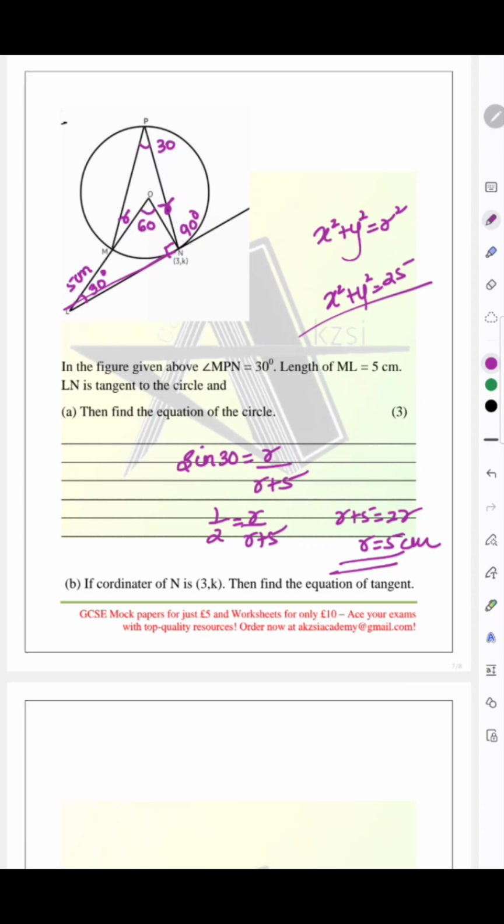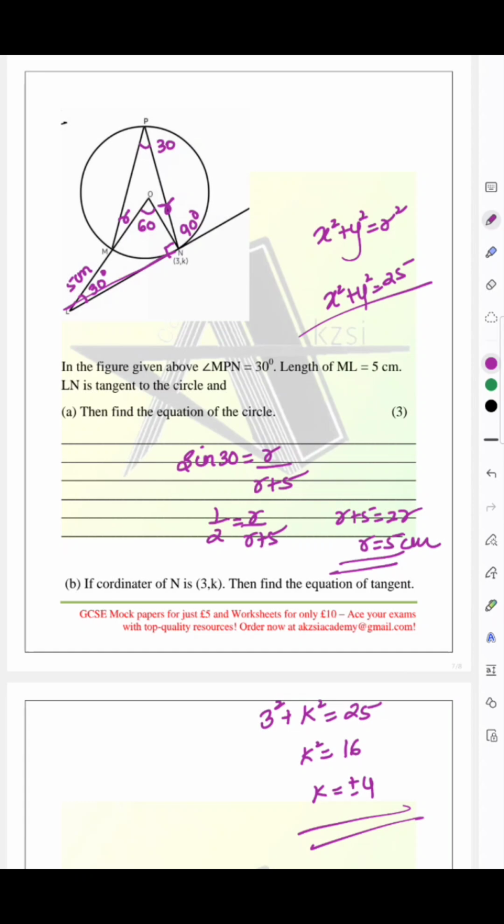Part B says the coordinate N is 3, k. This coordinate N, which is a part of the tangent as well as a part of the circle, has coordinates 3, k. That means we don't have the equation of a tangent, but we do have the equation of a circle. So x and y can be substituted as 3 and k. So 3 squared plus k squared is equal to 25. k squared is equal to 25 minus 9, which is 16, and taking the root, I'll get k is plus or minus 4. So it can be on either side, so k can take either value, plus or minus 4.